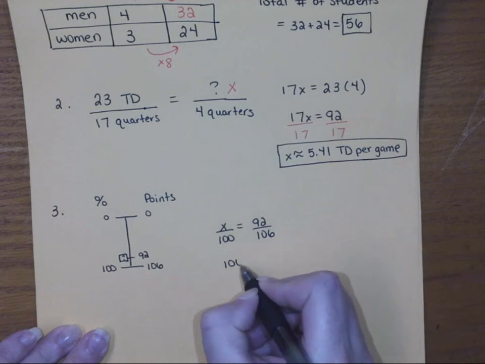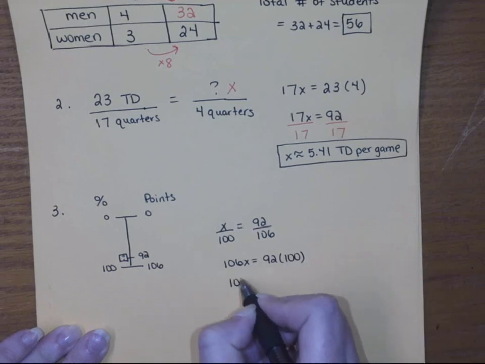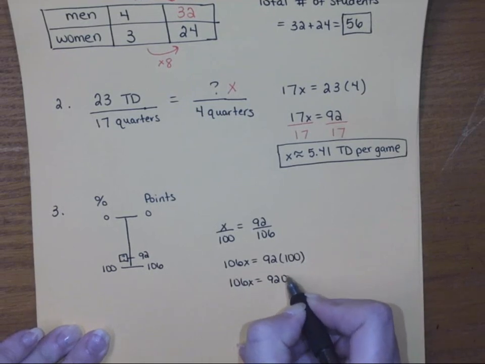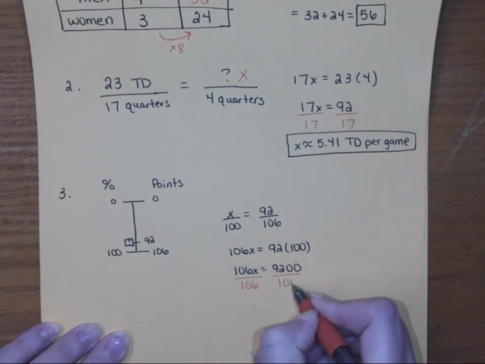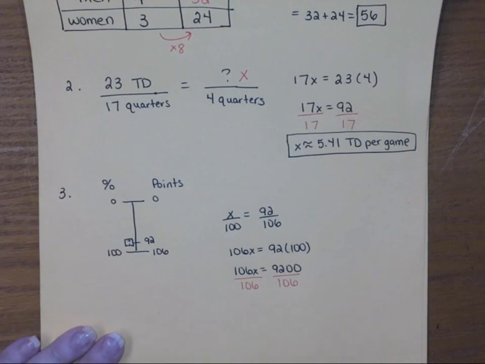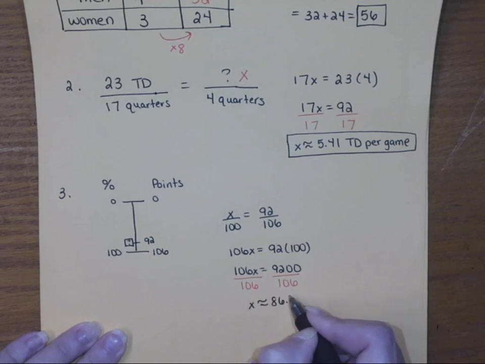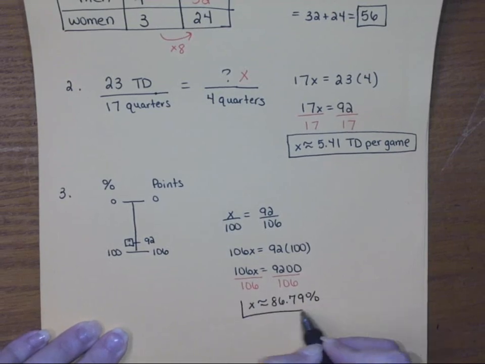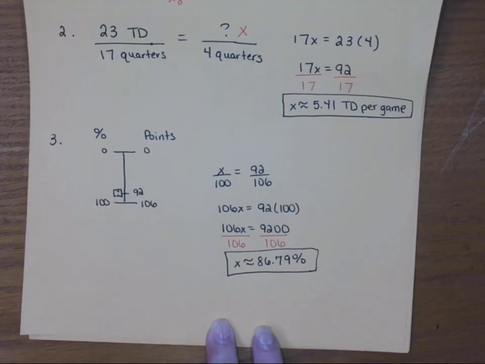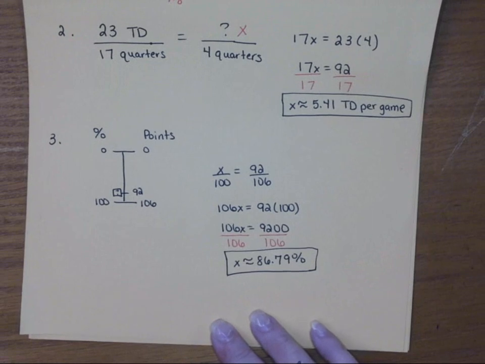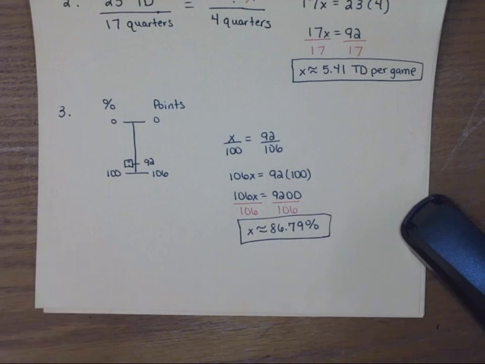So you would have 106x equals 92 times 100, or 106x equals 9,200. And then last but not least, we'll divide by 106. Remember I said originally, I don't want you to multiply or cross multiply and divide all in one step. I want you to keep them separate. So this comes out to be 86.79%. Okay. Notice it's less than an A because it's not out of 100 points, right? She got 92 out of 106, which means basically that each question was worth a little bit less.